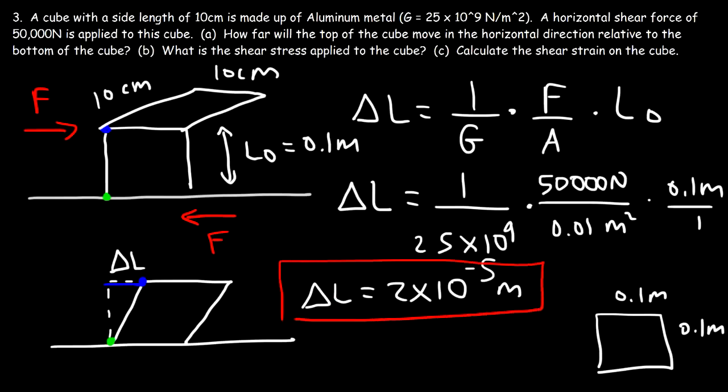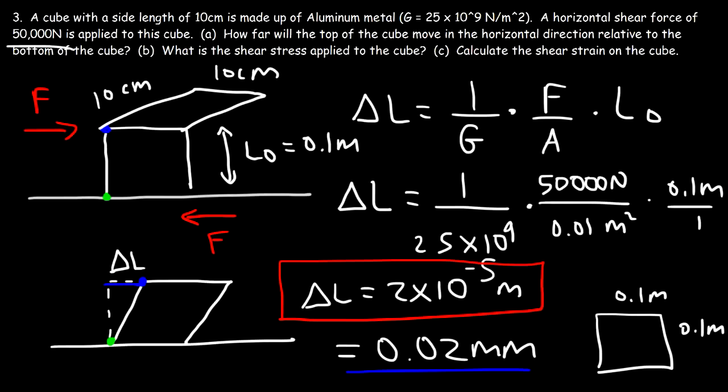Now let's convert that to millimeters. Let's multiply by 1,000. So this is only 0.02 millimeters. So if you apply a horizontal force of 50,000 newtons to an aluminum cube that's 10 centimeters on all sides, the effect on the block is not noticeable. It's very hard to see a change in length of 0.02 millimeters. It's very difficult to see 1 millimeter, and this is 50 times smaller than that.